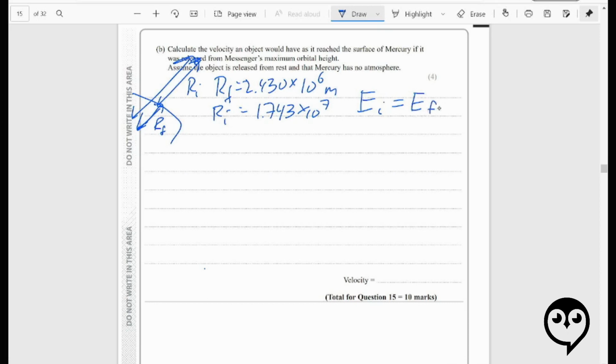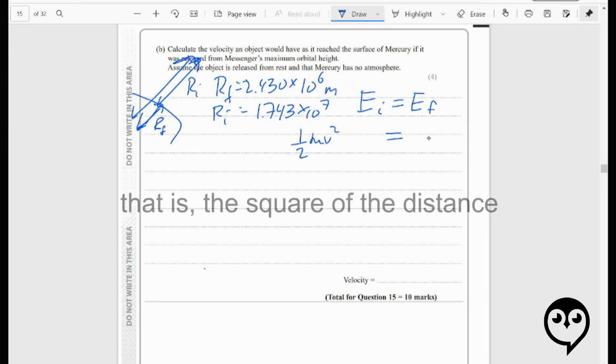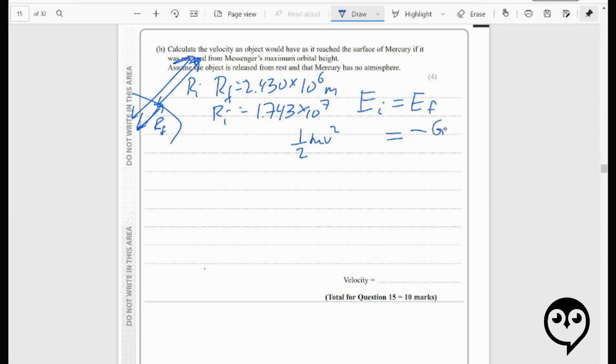Set this up. The energy before equals energy after, initial, final, whatever you want to say. So we're going to have a half mv squared. Now, we know the equation for potential. We're not going to just plug in mgh, because the gravitational field strength is inversely proportional to the distance. So we don't want to do that, but we are going to put in our potential. I'm going to write in GMm over r, because let's just remember that gravitational potential is GM over r.